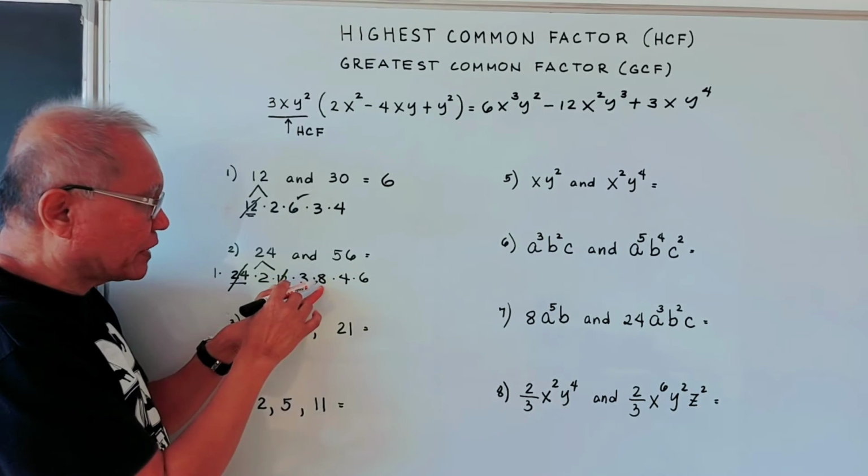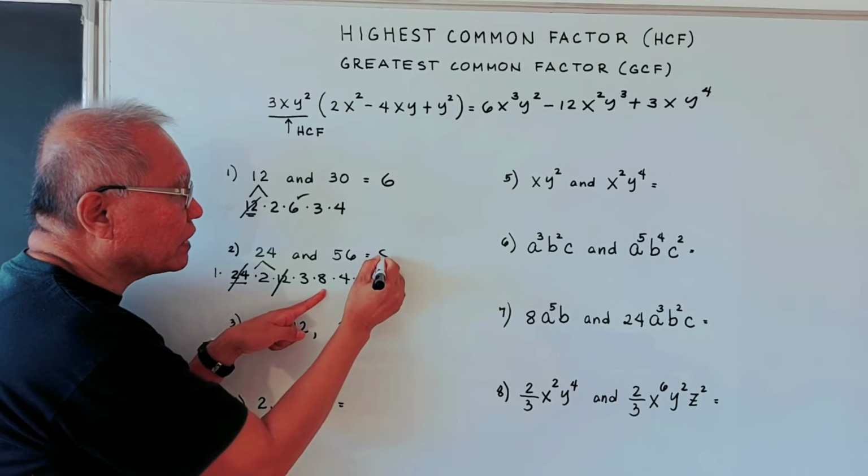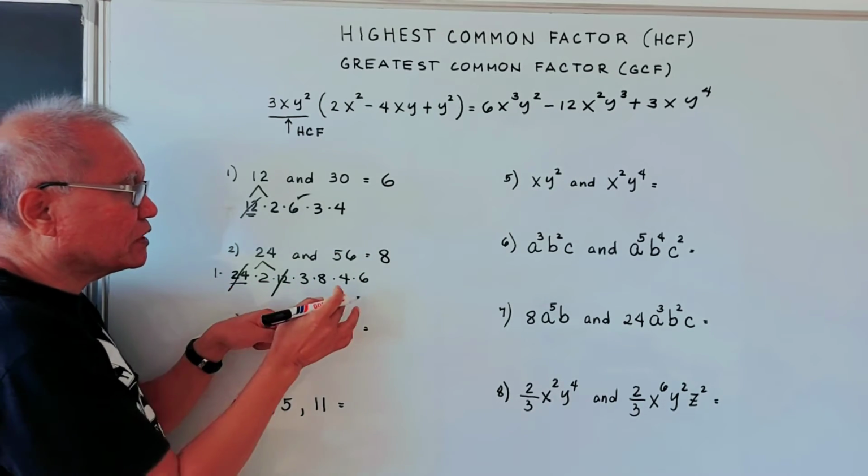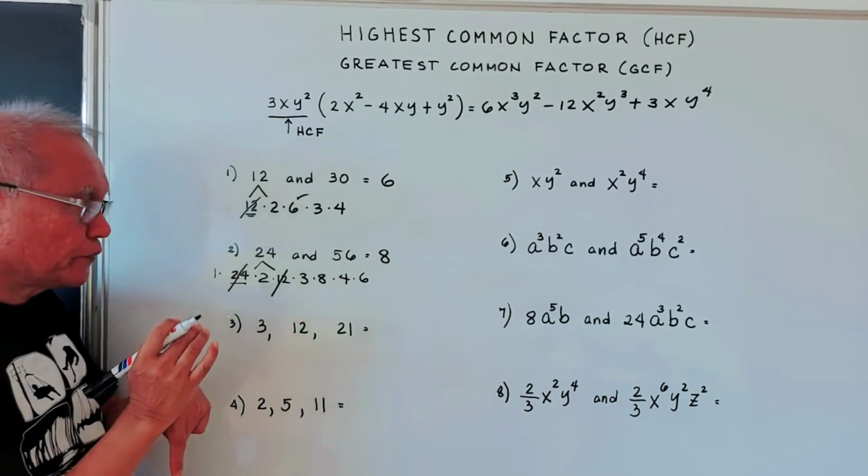So we can divide 56 by 8. Therefore, our HCF is 8. Don't test any of the 4, 6, and the 3 out of the 2.